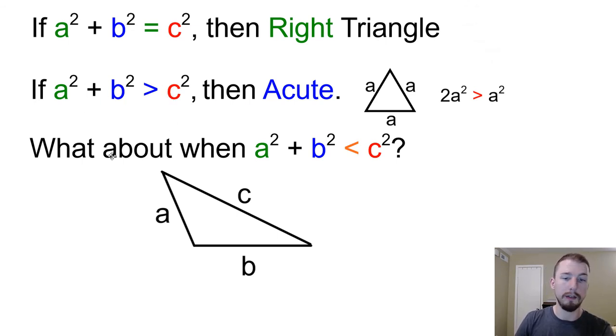Okay, then what's left? Well, if a squared plus b squared is less than c squared, the only other thing it can be is an obtuse triangle. And that's because c is so long that when we square it, it's larger than a squared and b squared combined. It means it has a really, really long side, which would make it obtuse.